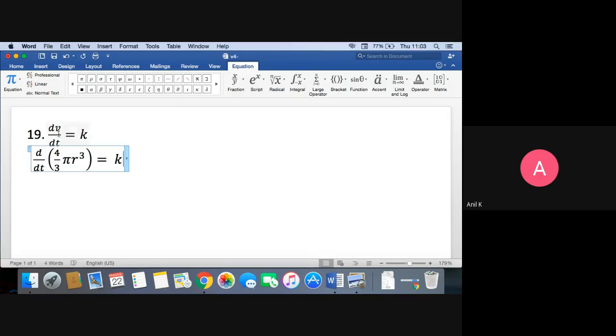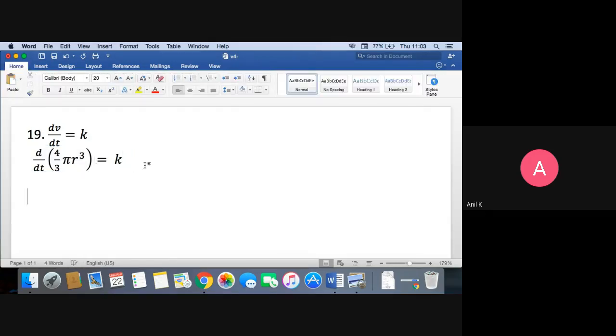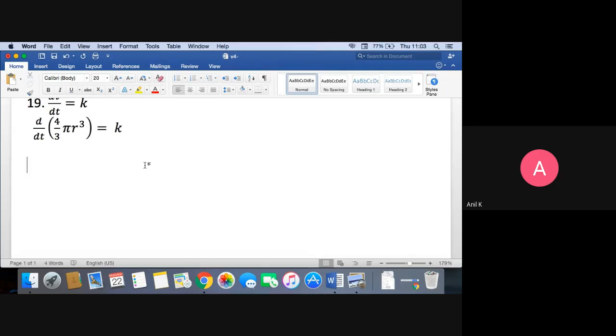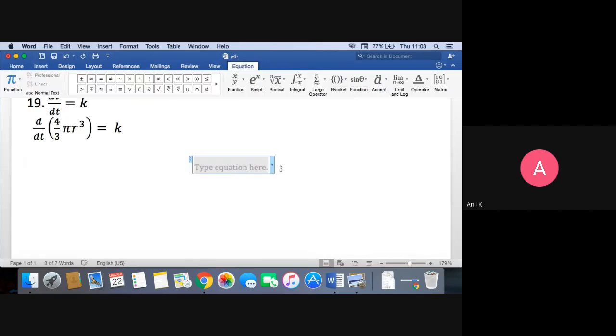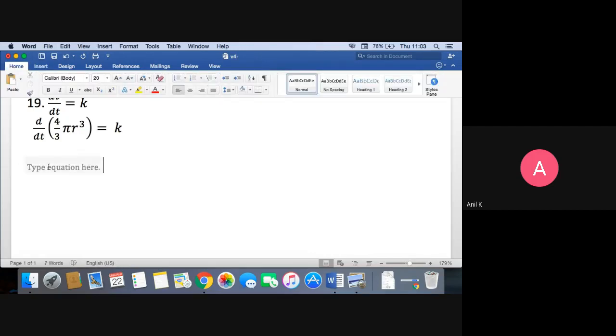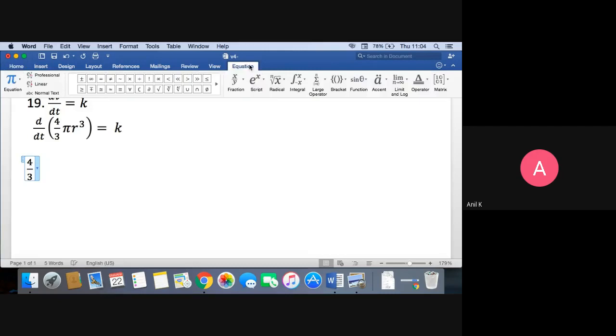So derivative of the volume with respect to time, because it changes with respect to time only. Now if I differentiate this, what will I get? 4 by 3 is a constant, so 4 by 3 pi will remain outside because it is a constant term. Now the derivative of r cube with respect to t.